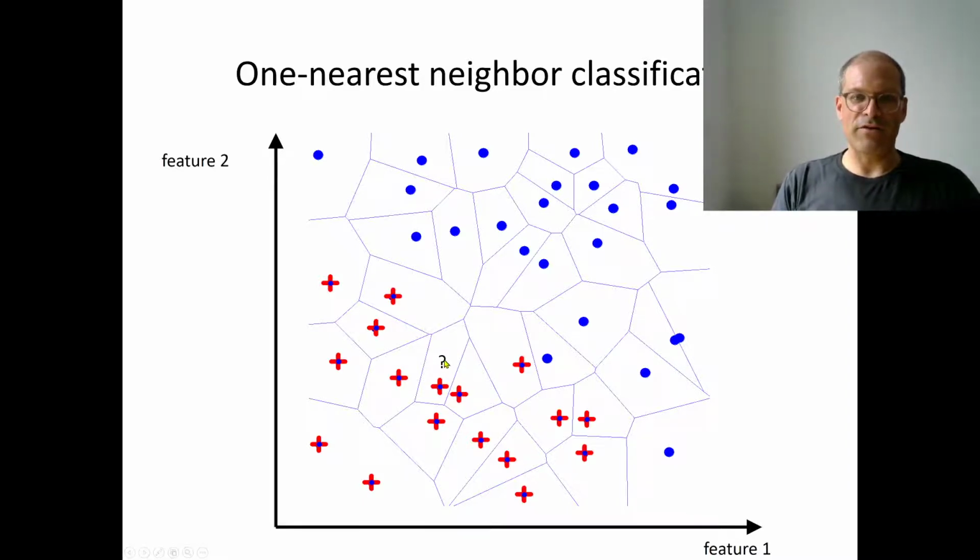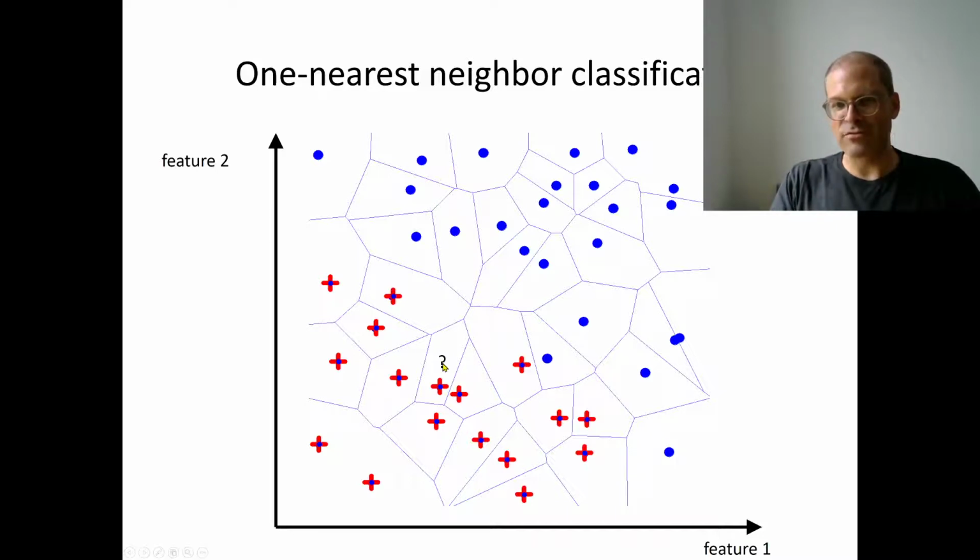Well, then the 1 nearest neighbor rule asks in which Voronoi region do I lie? What is the label of my nearest neighbor? Hence the name 1 nearest neighbor classifier, and that happens to be from the red class. And then I would predict red for this query here, and I think that's quite reasonable.